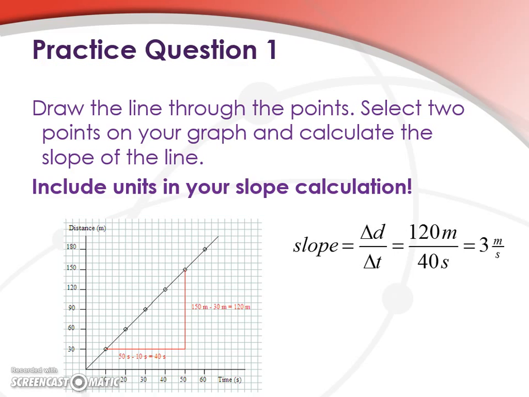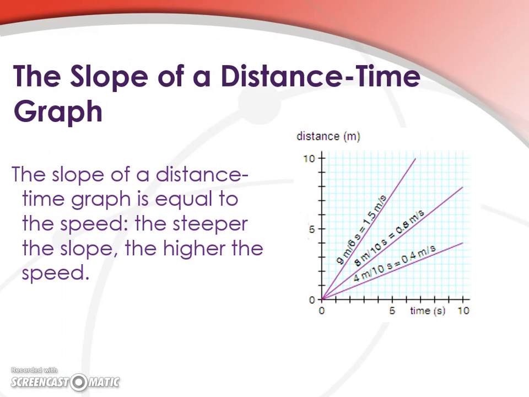And of course, if you remember from math class, the slope is the change in distance with respect to time, which is, of course, speed. Okay, so the slope of a distance time graph is the speed. The steeper the slope, the higher the speed. The shallower the slope, the slower the speed. No great shock.